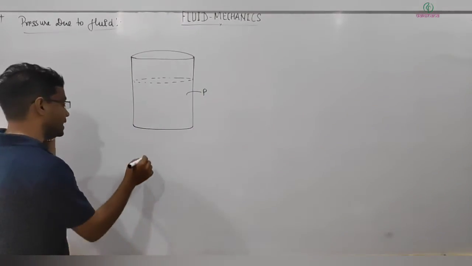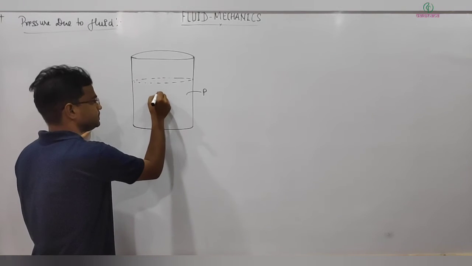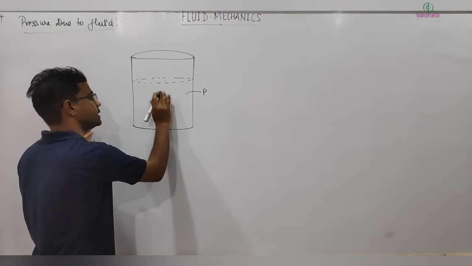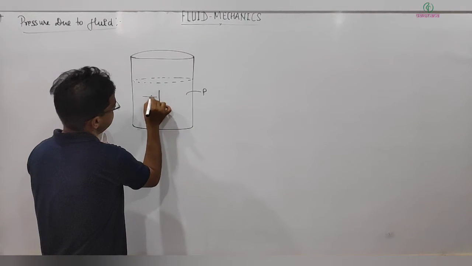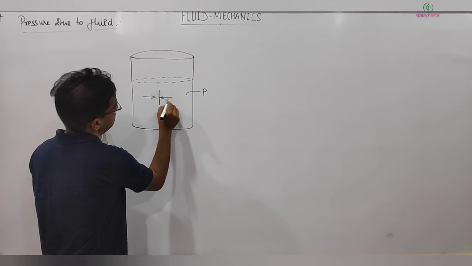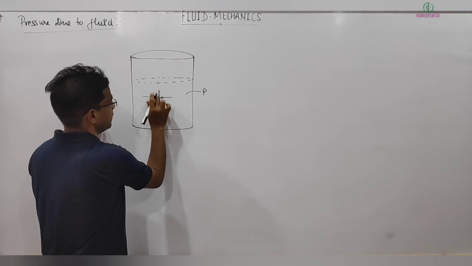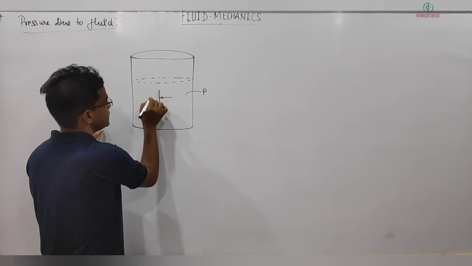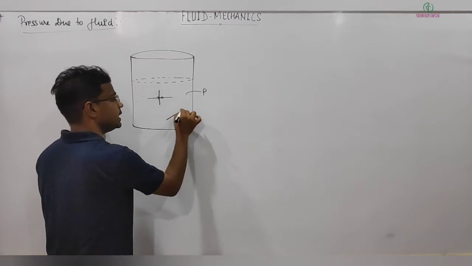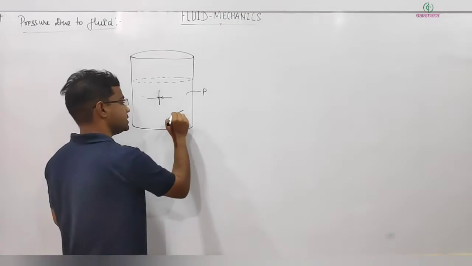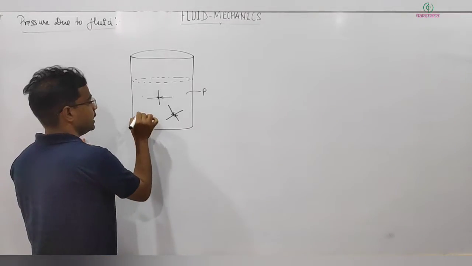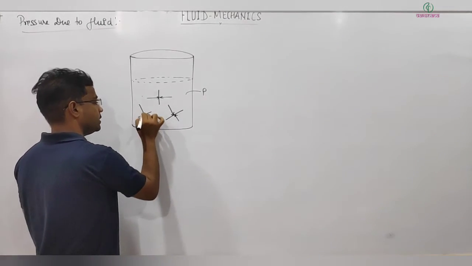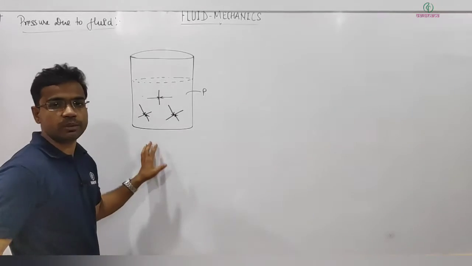So what does it mean exactly? Here, let's say I am considering one surface oriented like this. Then the thrust force applied by this liquid will be in this direction, always normal to that surface. Similarly, if I take a hypothetical surface in this direction, then the force applied by the liquid will still be normal to it. If I consider one surface here, the force will still be applied normal to it.